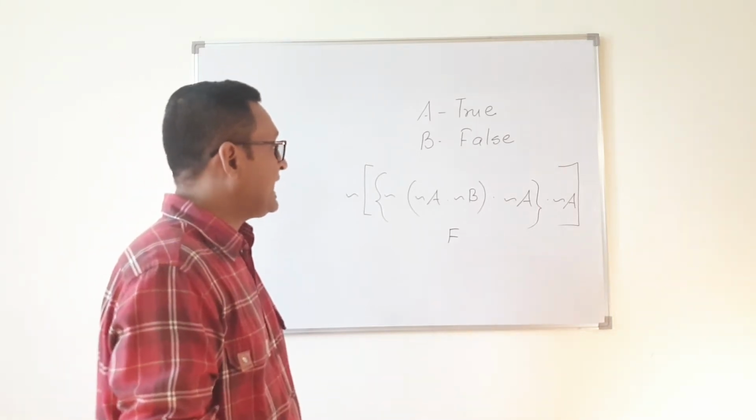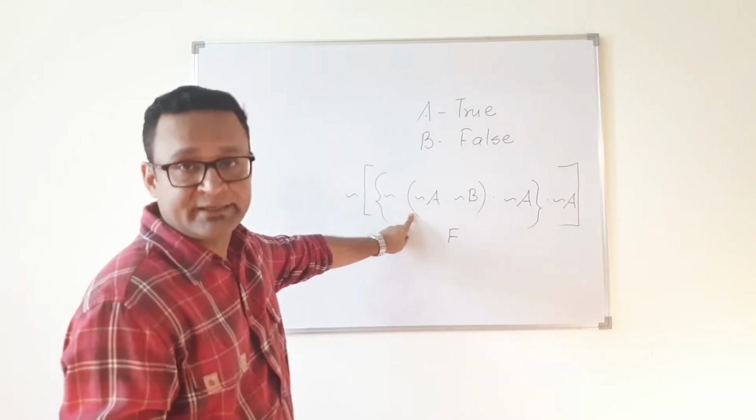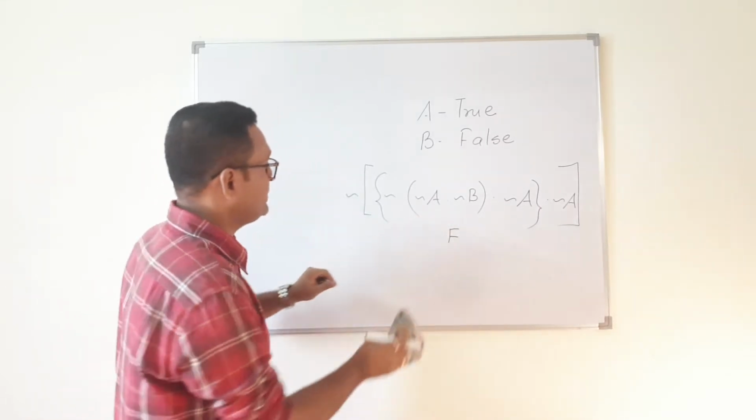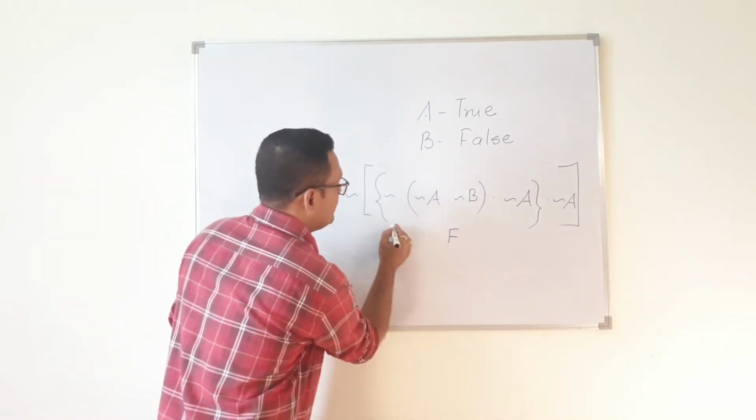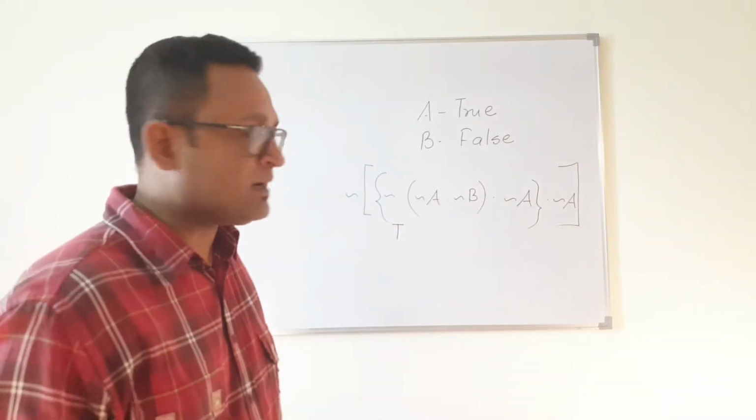Now with what do I need to find this value? With this, because this negation is on this bracket, right? So I need to put the value here. So the negation of false will be true. So I remove this as well. So now it has become true.